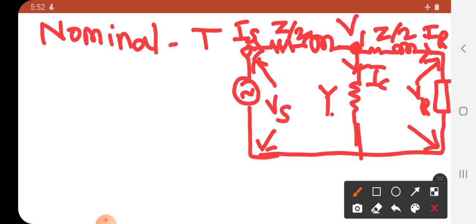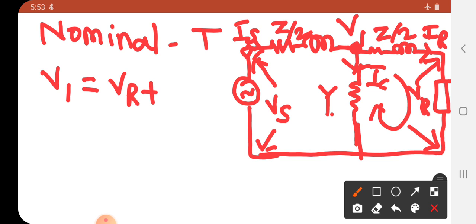The equivalent T network of the long transmission line is determined to represent the line accurately by assuming suitable values of lumped constants. Now let us write the equations. What are the equations? The first one: what is the node voltage V1? If you apply KVL here, you have V1 is equal to VR plus IR into Z by 2. This is the equation for V1.